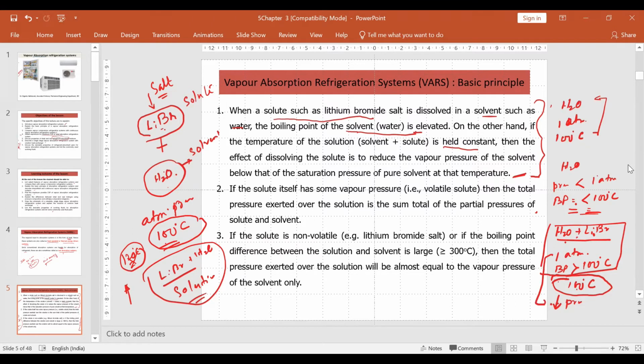On the other hand, if the temperature of the solution is held constant, then the effect of dissolving the solute is to reduce the vapor pressure. That means the pressure is reduced.